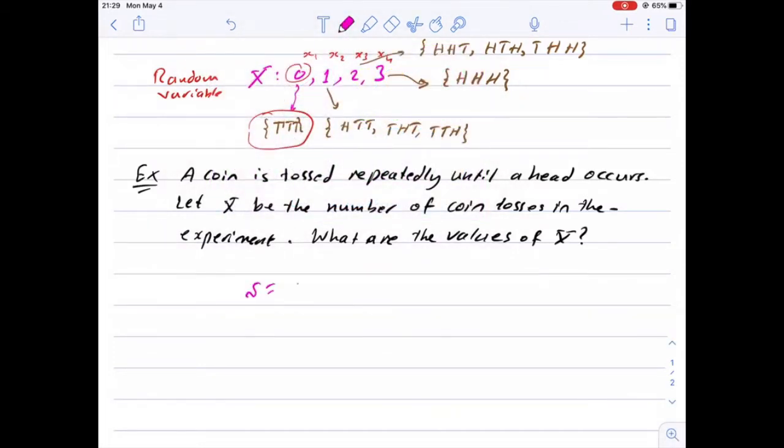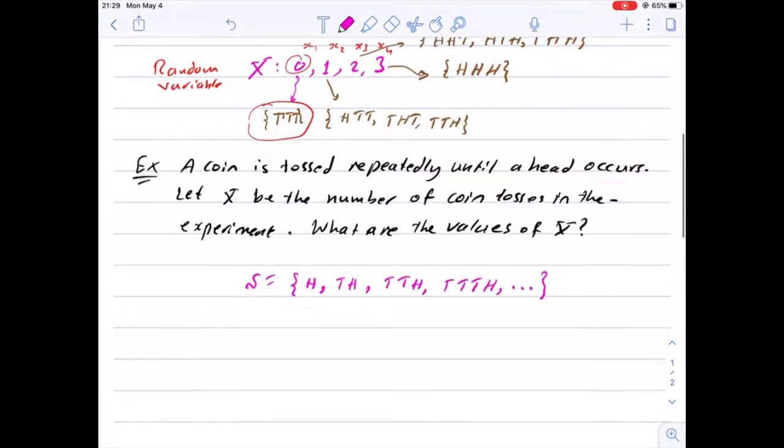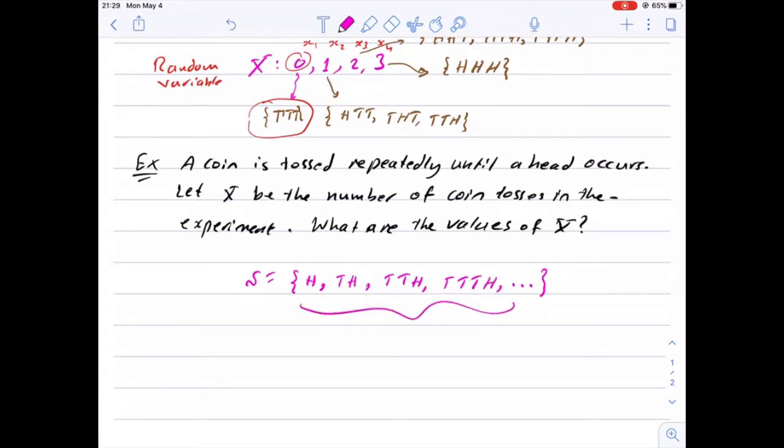Now here, what is the sample space? Now we are tossing a coin until the first head appears. We may get a head from the first toss. We may get head in the second toss. We may get head in the third toss. We may get head in the fourth toss, and so on. So we have an infinite number of outcomes.